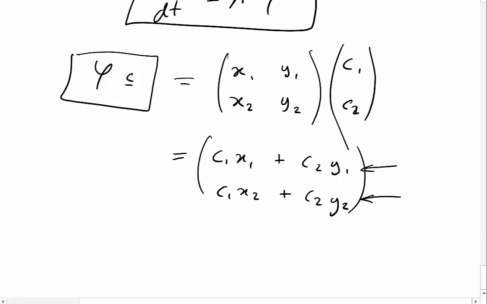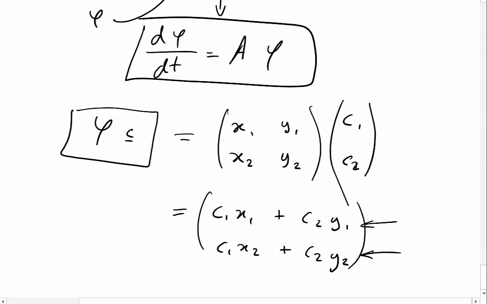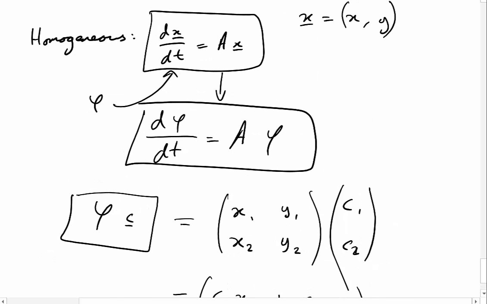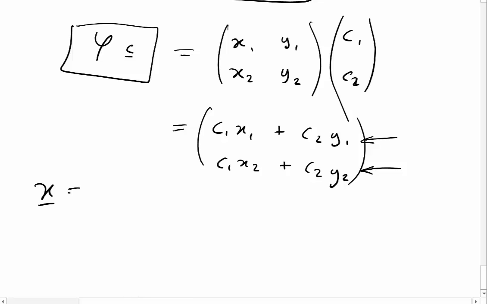Okay, because the fundamental parts are the x1 and x2, so the x's and y's, right? Just multiplying those by some constant is fine in this case. So basically, the idea is that x is my solution, similar to what we did for the diagonal case. I'm plugging phi in for x. In other words, x is equal to phi.